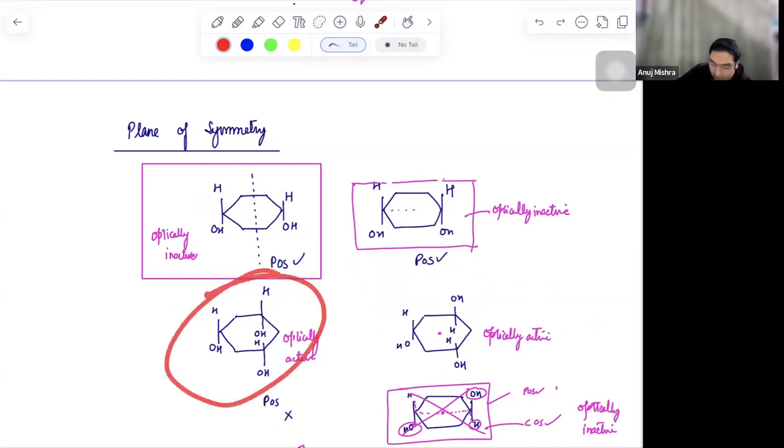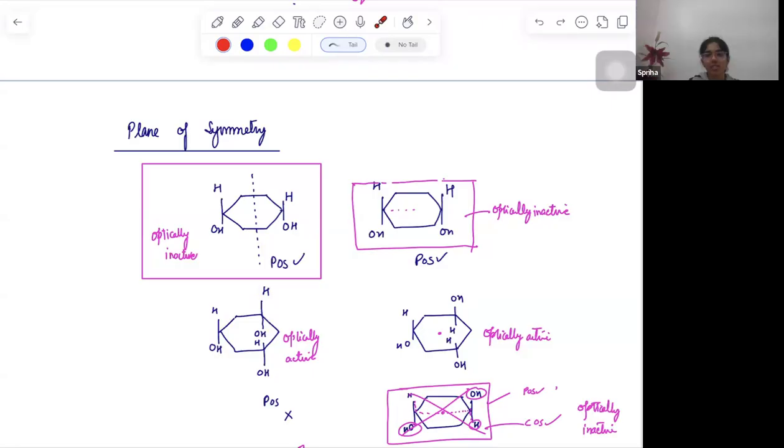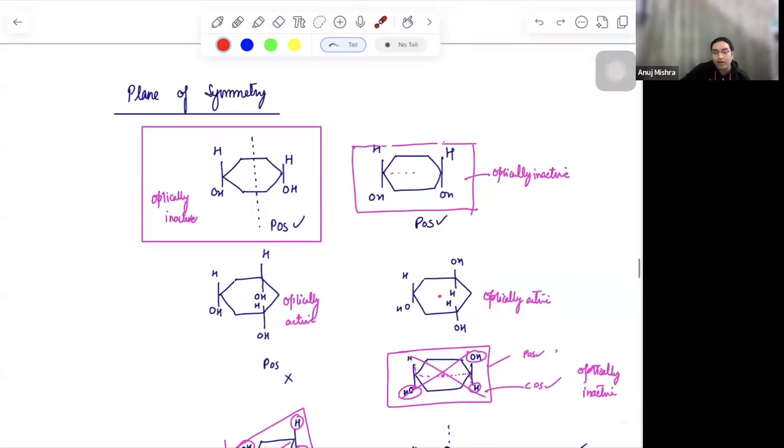Look at this compound. Is there any symmetry? Tell me. What if we take this plane? Do we have a plane of symmetry? Yes, sir. It can be here, right? If this plane is taken, then about this plane, you can get optical inactivity.